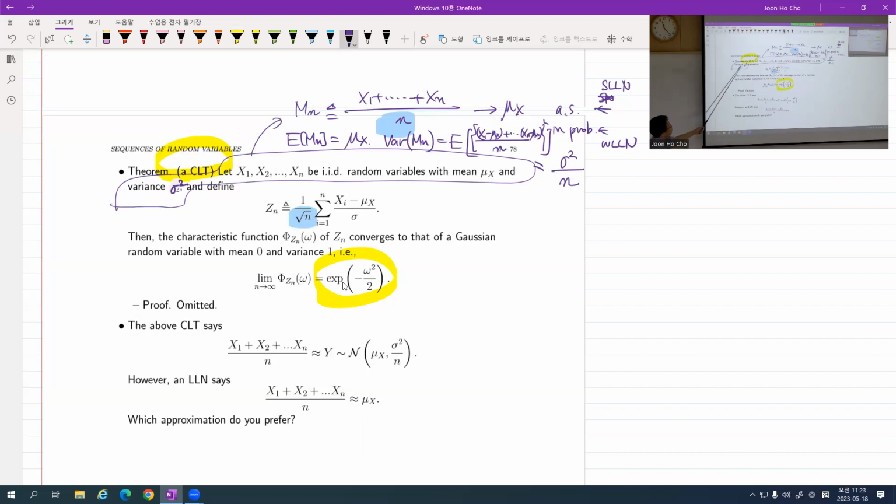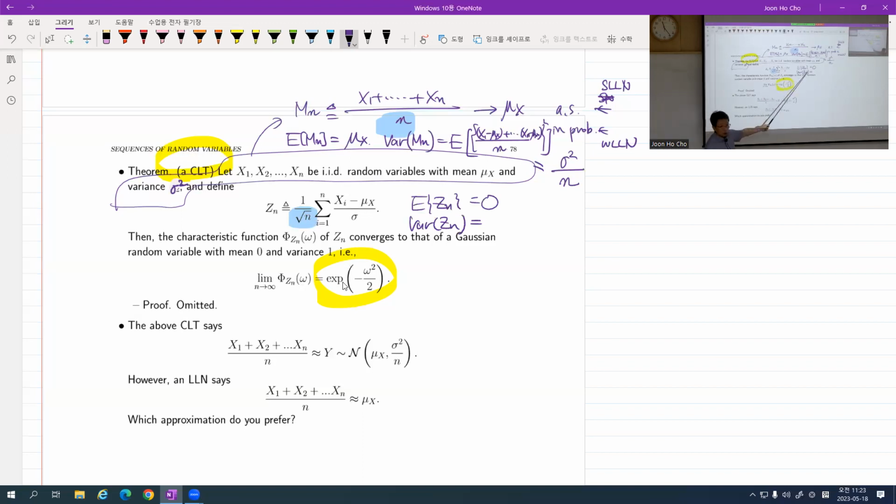Now, let's see what happens if you subtract, normalize, and divide by square root n. What is the expectation of z sub n? What is the variance of z sub n? What are they? And similar to the mean of m sub n, you can easily check the mean is now 0, right? So the mean is 0. What is the variance?